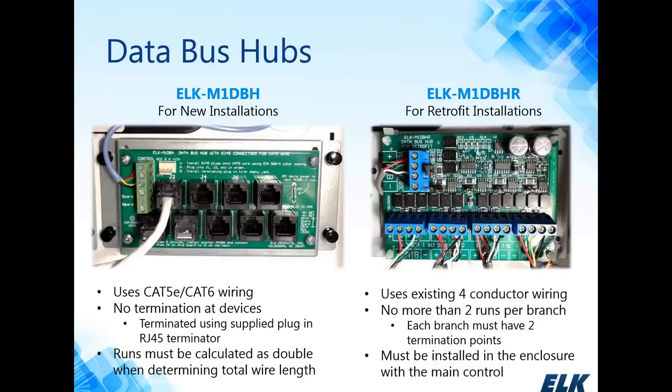So with the DVHR, 2 home runs per branch. Each branch would be terminated properly. There's also some terminating jumpers on the retrofit hub if you're only using a single. Like I said, basically each branch is its own 485 data bus. It's important to make sure that the retrofit hub is mounted as close to the M1 as possible within the same enclosure. Tremendous amount of data going back and forth between the retrofit hub and the M1. We want to make sure we keep that length as short as possible.